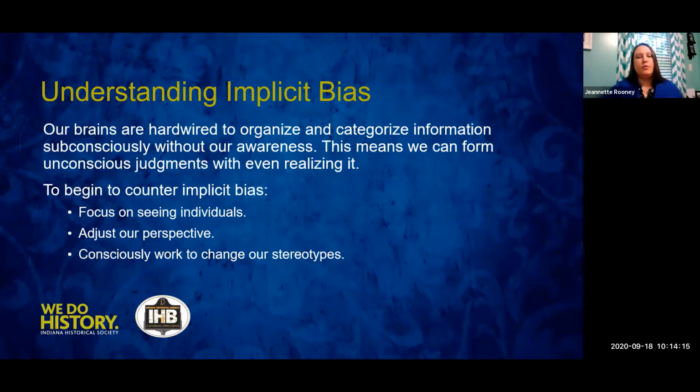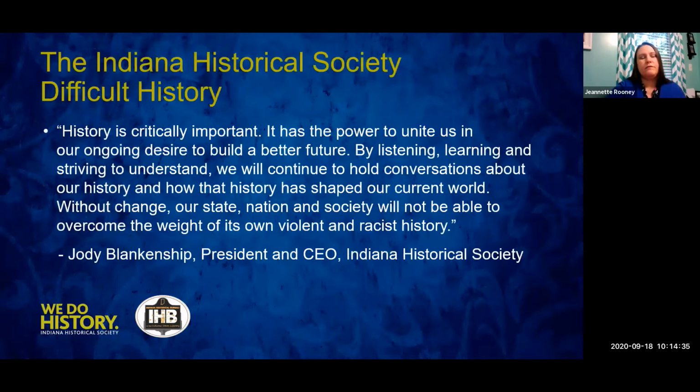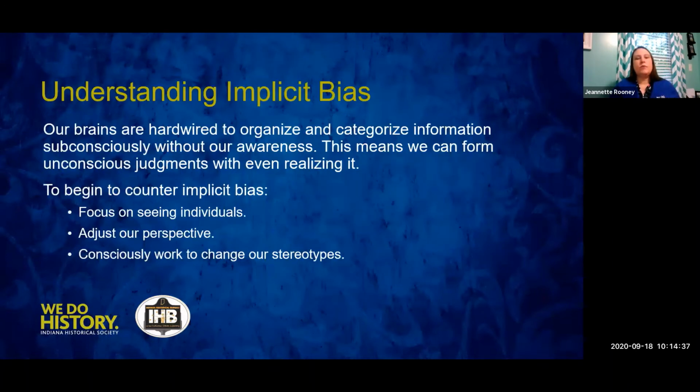But it's important to be aware of them so we can start to take steps to consciously not act on them. We can never get rid of these implicit biases because they're hardwired into our brains. But there are some things that we can do to help counteract our unconscious biases. First, focus on seeing people as individuals rather than focusing on stereotypes to define people. Spend some time considering them on a more personal, individual level.